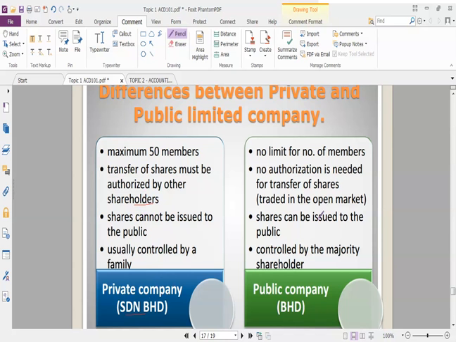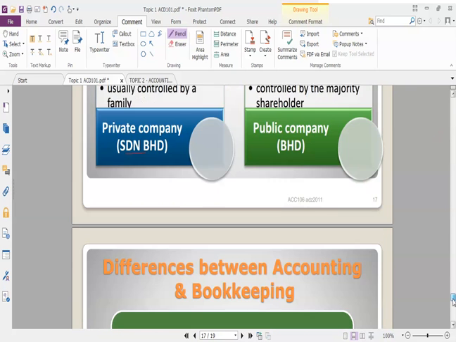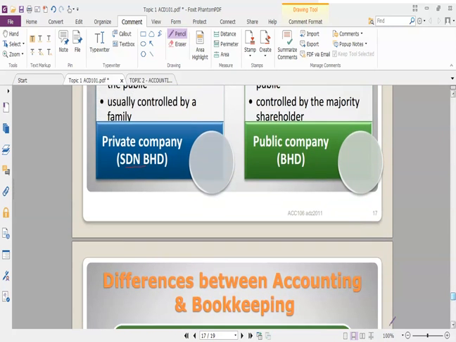But for a public company, there is no limit on members. No authorization is needed to transfer shares traded in the open market. Shares can be issued to the public, so anyone can buy the share. It is controlled by the majority shareholders, because they issue to the public. So that is the difference. Any questions? Okay, let's continue.